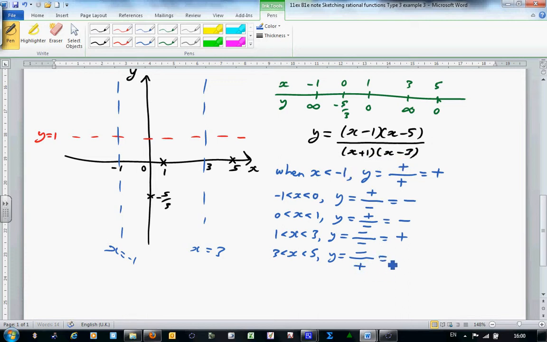Okay, yeah, okay. And next section is when x is bigger than 5. So when x is bigger than 5, let's say 6, we have numerator positive, positive, which is positive, denominator positive, positive, which is positive. So these are the results. Right, let me fill those in. So I've got positive, negative, negative, positive, negative, positive. And let's go from left to right and see what happens.